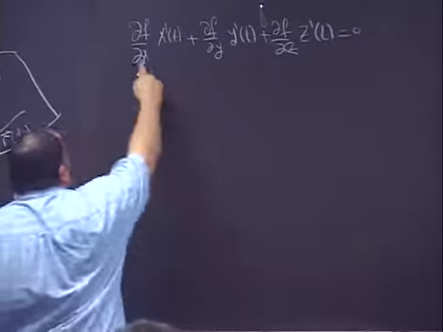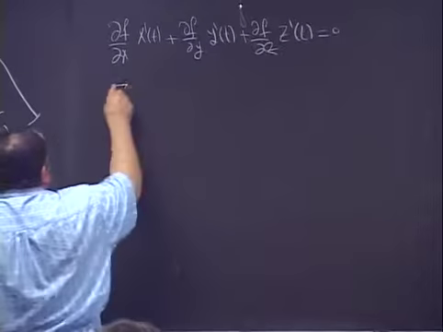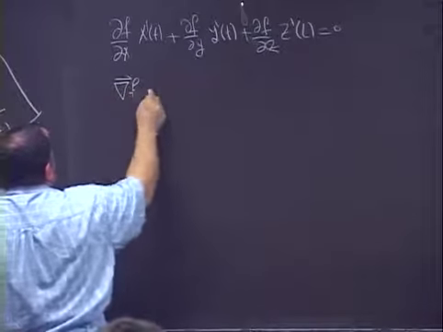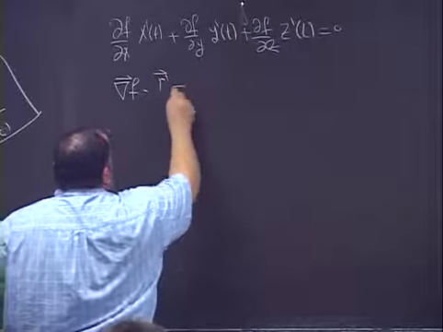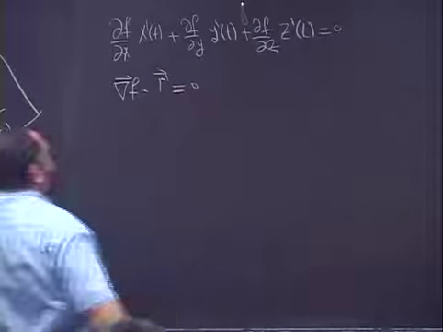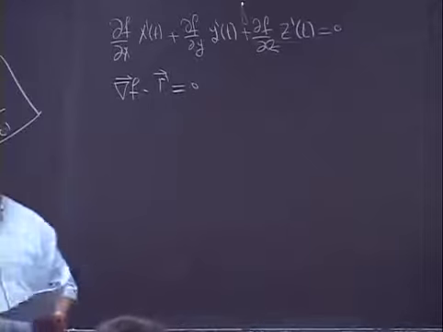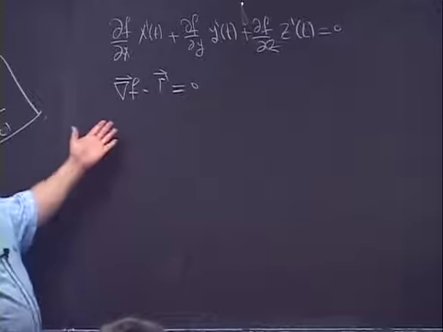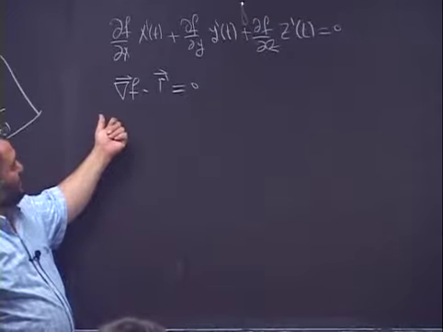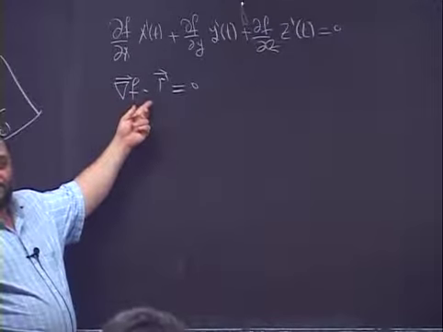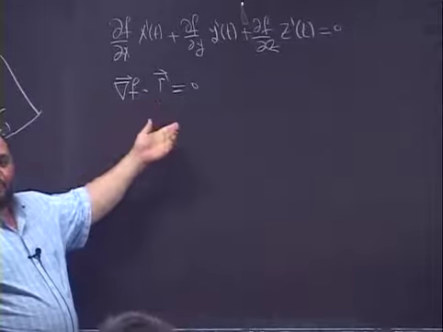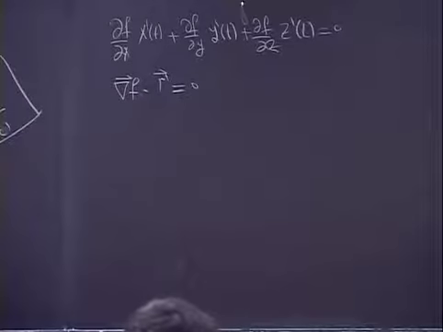And I can write this as the gradient of the function f dotted with r prime, and this is equal to 0. What does it mean physically or geometrically? It means that your gradient is perpendicular to a tangent to the curve that lies on the surface.